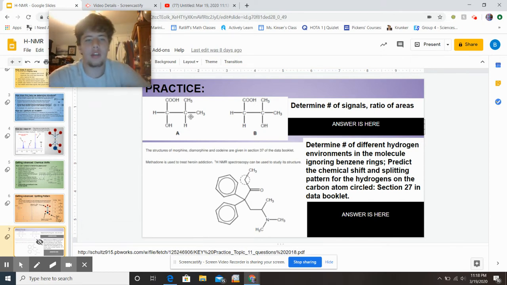You have here 2 molecules that you need to determine the number of signals and the ratio of areas. Remember, you do this by the groups of hydrogens that are chemically identical, right? They're the same. And the ratio of areas is done by how you compare the different groups. So if you have how many signals, how many hydrogens are in each of those signals. And if it's like 2 and then 3, then it'd be 2 to 3, right?